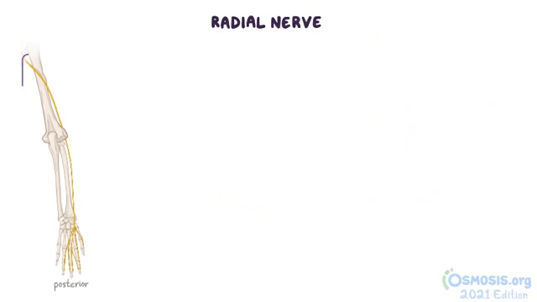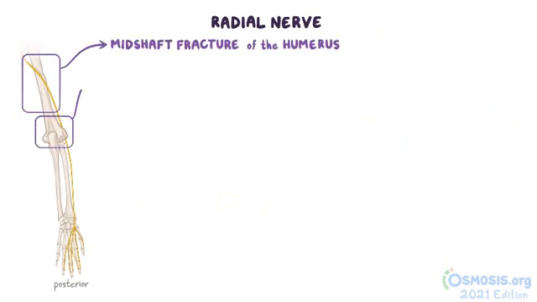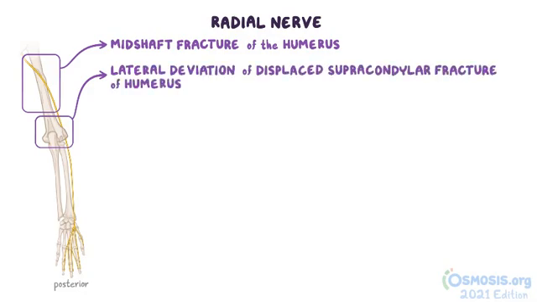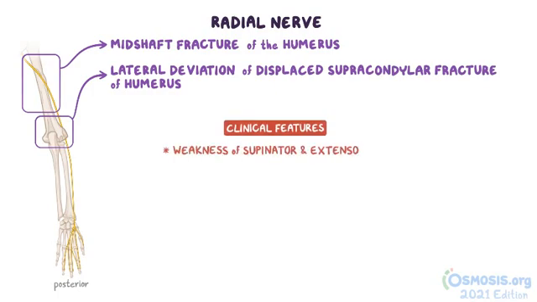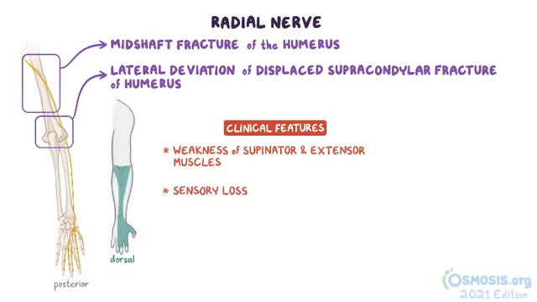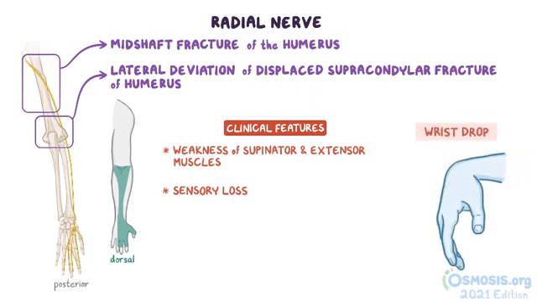Radial nerve injury can also occur because of a midshaft fracture of the humerus, or because of a lateral deviation of a displaced supracondylar fracture of the humerus. This manifests clinically as weakness of the supinator and extensor muscles of the wrist and fingers, as well as sensory loss to the posterior forearm, dorsolateral hand, and dorsal thumb. The classic clinical finding is wrist drop, which is when the wrist hangs in a partly flexed position on account of unopposed wrist and finger flexors.